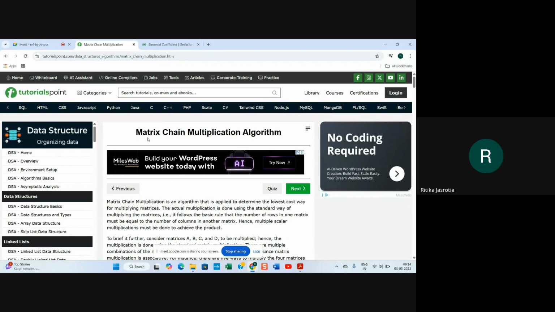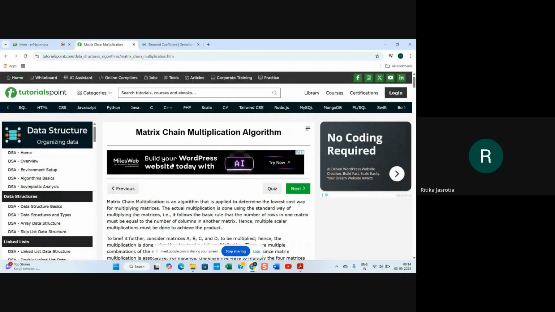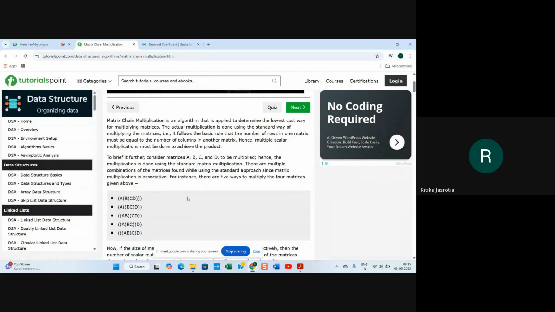So the first algorithm they are talking about is the matrix chain multiplication algorithm. So we know how matrices are multiplied. Matrix chain multiplication is an algorithm that is applied to determine the lowest cost way for multiplying matrices, and it follows the dynamic approach, right? It is the lowest cost way for multiplying matrices. The actual multiplication is done using the standard way of multiplying matrices. That is, it follows the basic rule that the number of columns of one matrix must be equal to the number of rows in the other matrix. That is the rule, right? Hence, multiple scalar multiplications must be done to achieve the product.